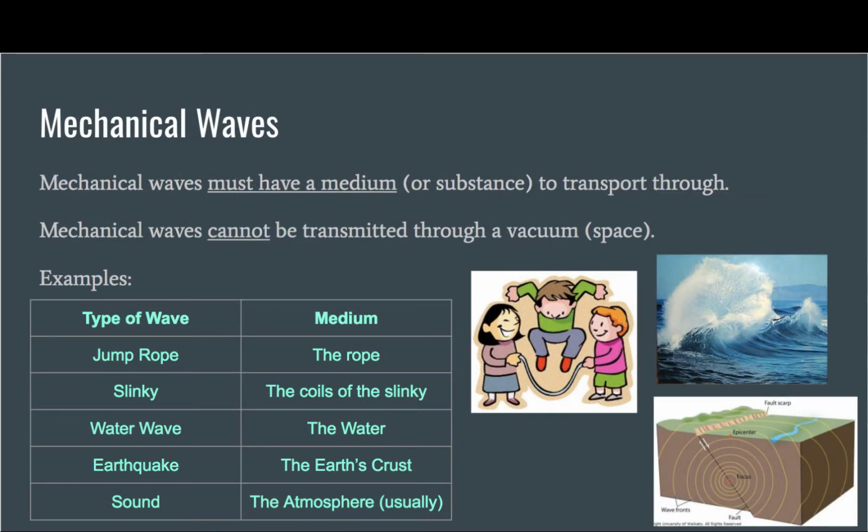There are a few different types of waves. We have mechanical waves, and those have to have a medium to transfer through. They have to transport through matter, some type of substance. Mechanical waves cannot be transmitted through a vacuum, such as space.